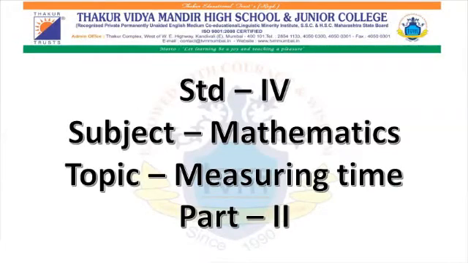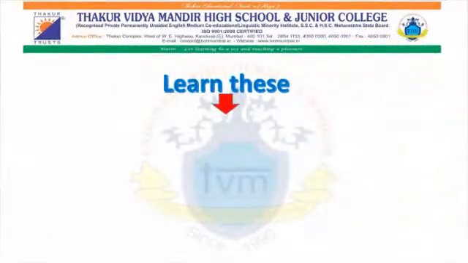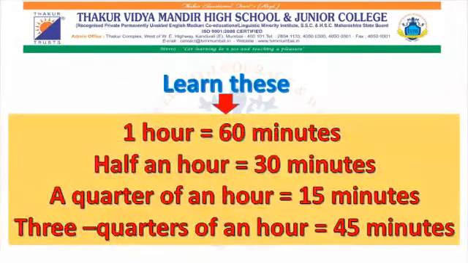Today we are going to study Measuring Time Part 2. Do you remember what I gave you in the last lecture, Part 1, Measuring Time, that you have to learn? This concept: 1 hour is equal to 60 minutes, half an hour is equal to 30 minutes, a quarter of an hour is equal to 15 minutes, and 3/4 of an hour is 45 minutes. Have you all learned? Let's see.